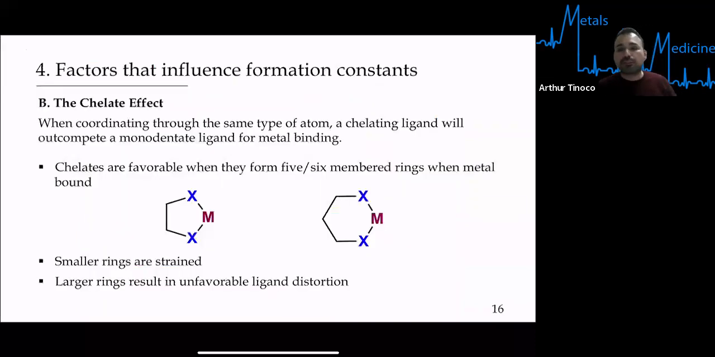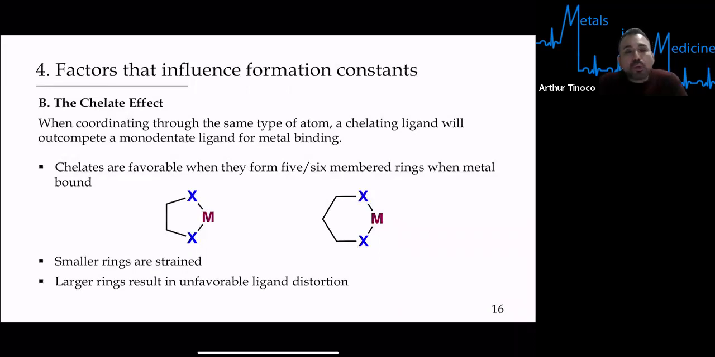Okay, another really important factor for influencing formation constants is the chelate effect. We've already been talking about chelators, so we have an appreciation of what that means. But why does the chelate effect really improve the stability of binding metals? Let's review this concept.